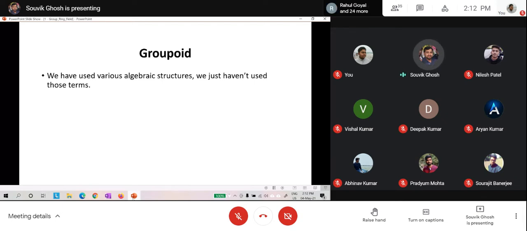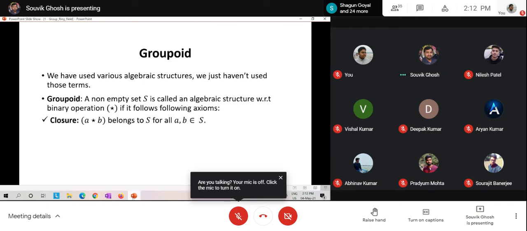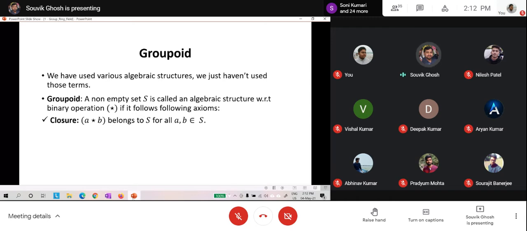And the first algebraic structure which comes in our consideration is the groupoid. So what is a groupoid? A groupoid is a set along with one operation, call it star. You may take the star as addition, multiplication, division, subtraction, whatever you want. You can define your own star. That is, you can define this operation however you want.